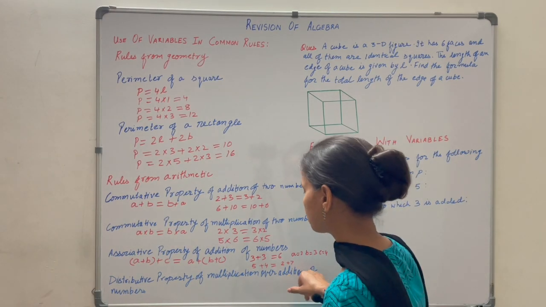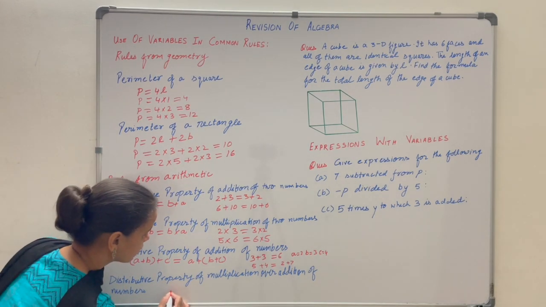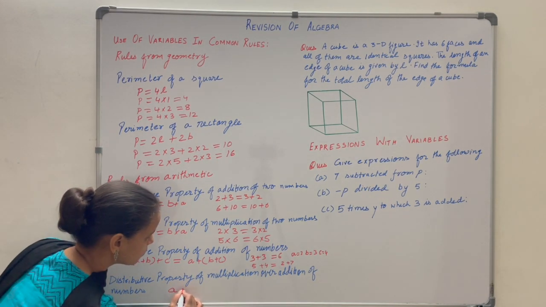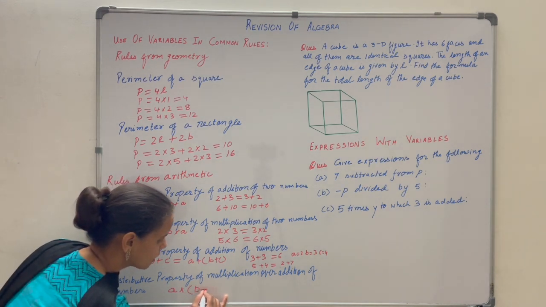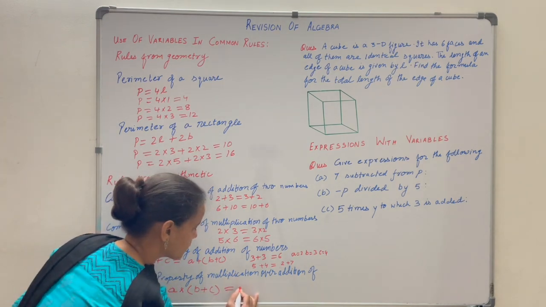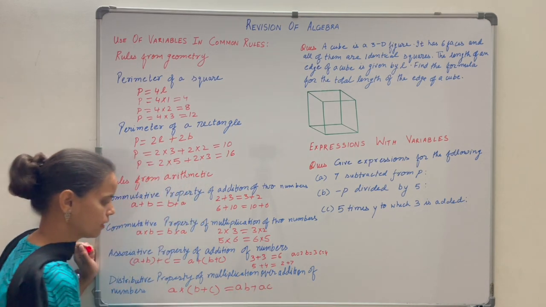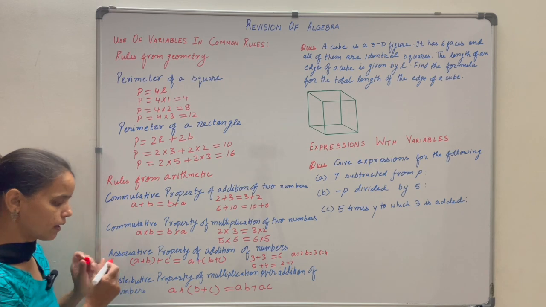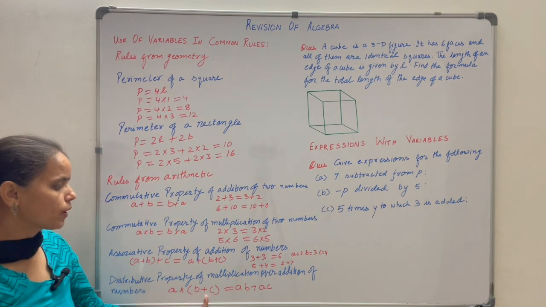Distributive property of multiplication over addition. Here, if A, B and C are three variables, then the distributive property of multiplication over addition is A into (B plus C) is equal to A into B plus A into C. So here A, B and C are three variables, and this is called the distributive property of multiplication over addition.